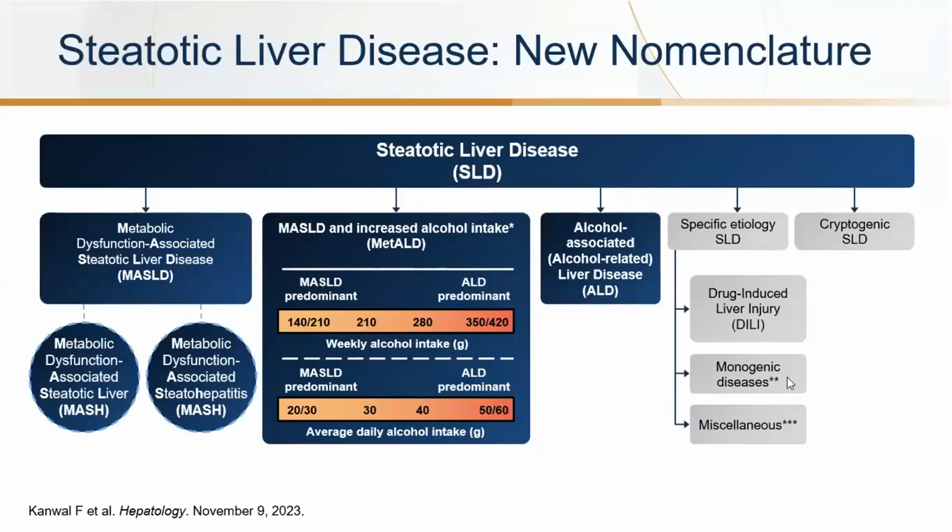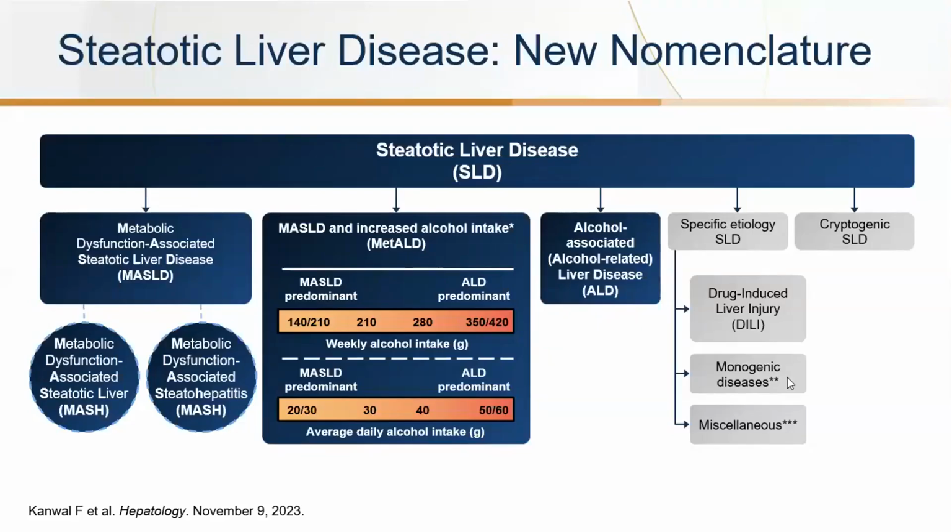So let's start with reviewing steatotic liver disease in general. There has been a change in the nomenclature, so we can just review. Steatotic liver disease is our umbrella term. Over to the left, we get into the MASLD and MASH, so metabolic dysfunction associated steatotic liver disease, and the more aggressive form being when it's associated with steatohepatitis or MASH.